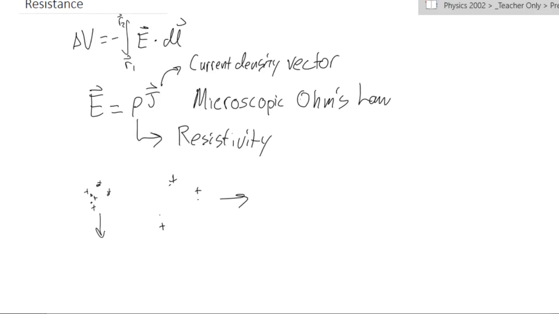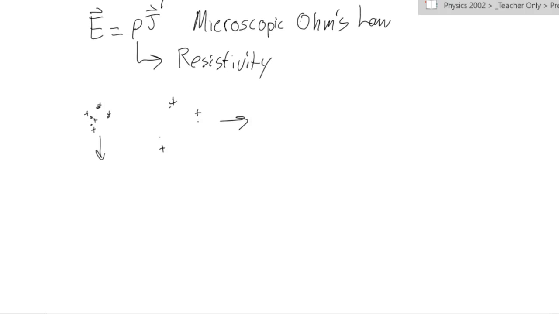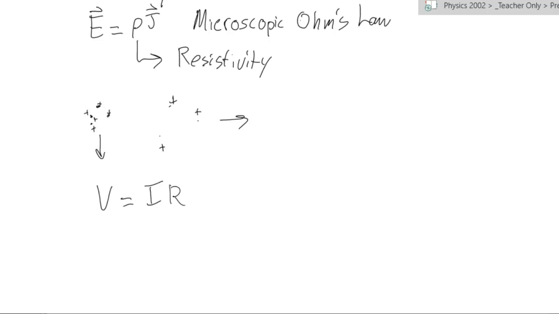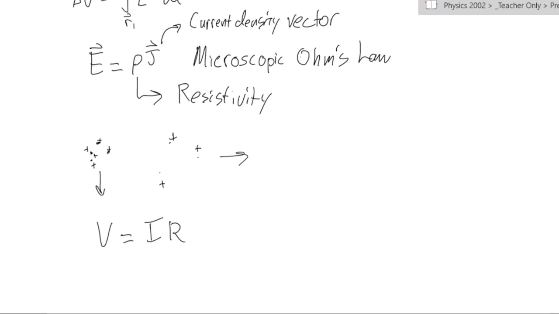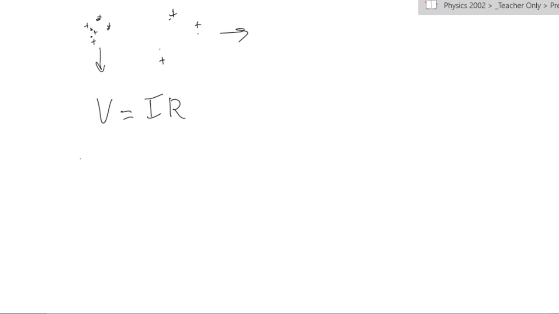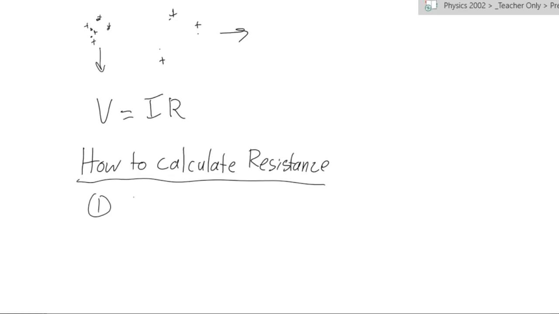Okay, so that's the microscopic form of Ohm's law, and what we're ultimately going to connect this to is the macroscopic form of Ohm's law, which is an equation you might have seen before. In order to do that, we're going to lay out a procedure the same way that we did in the capacitance section. This is how to calculate resistance. The first thing that we want to do is write down the microscopic form of Ohm's law. So E is going to be equal to rho J.